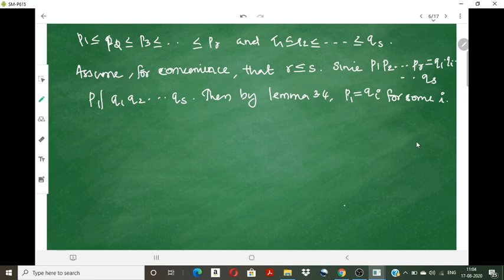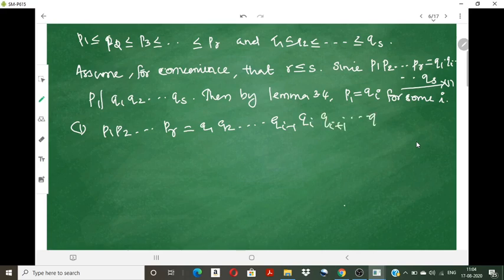Now we can rewrite this equation. Let this be equation number 1. Equation number 1 becomes: the left side is p1 into p2 into etc. pr, equal to q1 into q2 into etc. into qi minus 1, qi, qi plus 1 into etc. qs. Of these, qi and p1 are the same, so we can cancel them. So we will obtain p2 into p3 into etc. into pr equal to q1 into q2 into etc. qi minus 1, qi plus 1 into etc. qs.